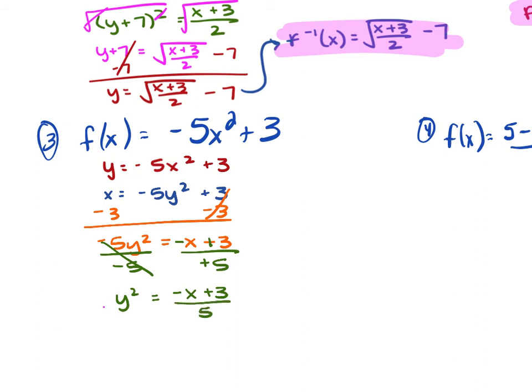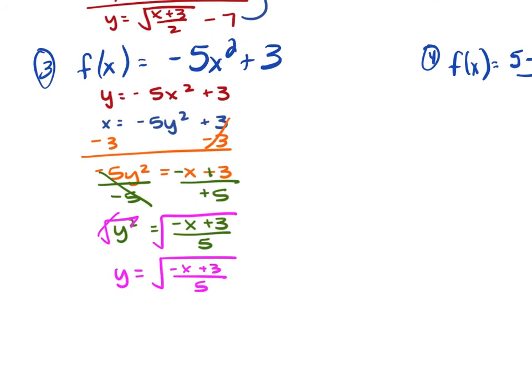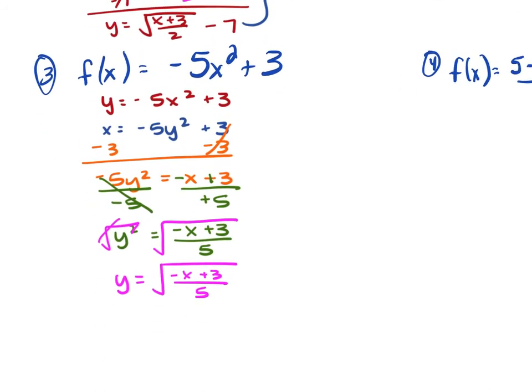From here, I just take the square root of both sides. So y is equal to the square root of negative x plus 3 all over 5. And then I just rewrite this as f to the negative 1 of x instead of y is equal to. So f to the negative 1 of x is equal to the square root of negative x plus 3 all over 5.